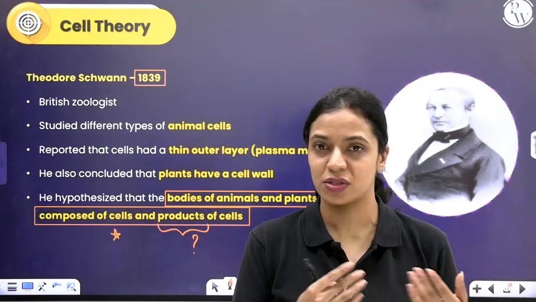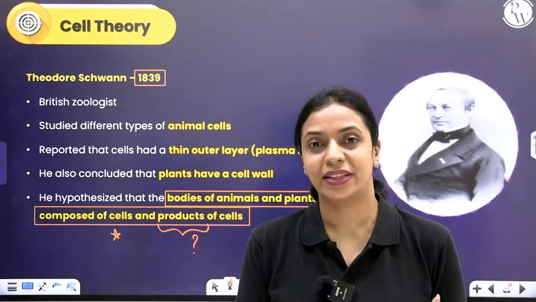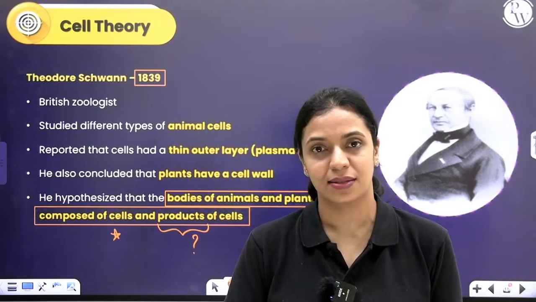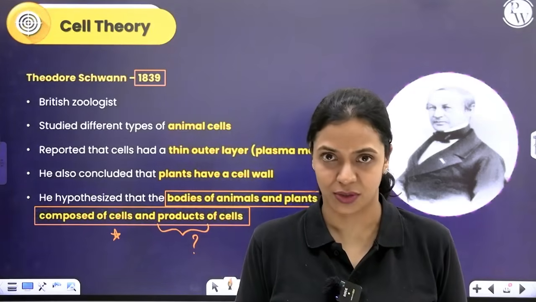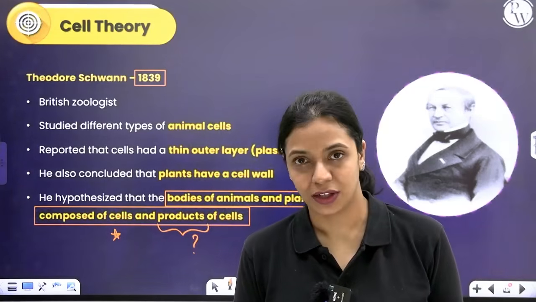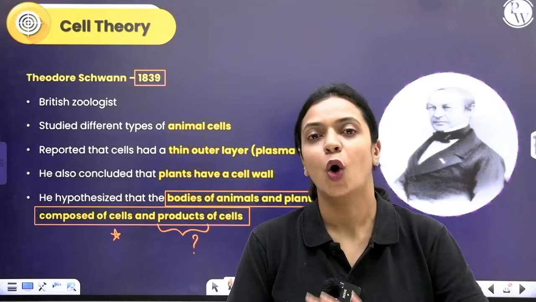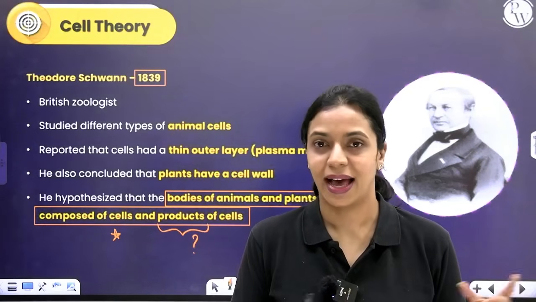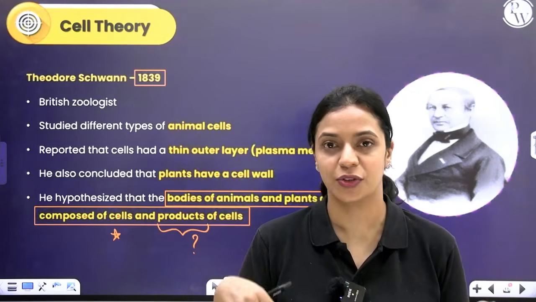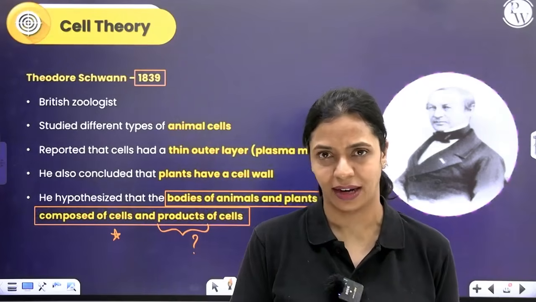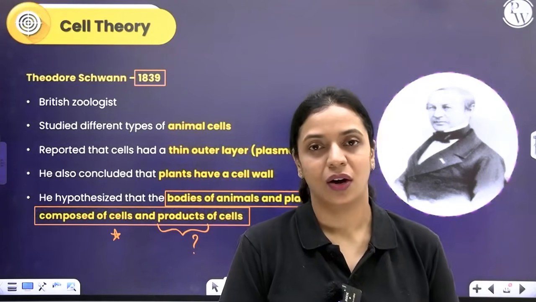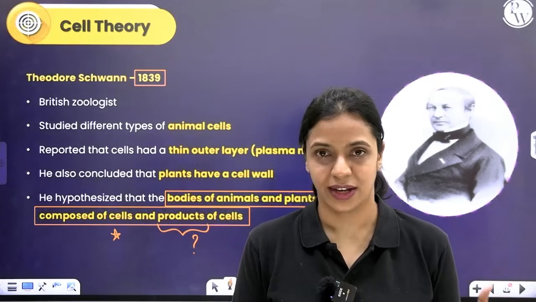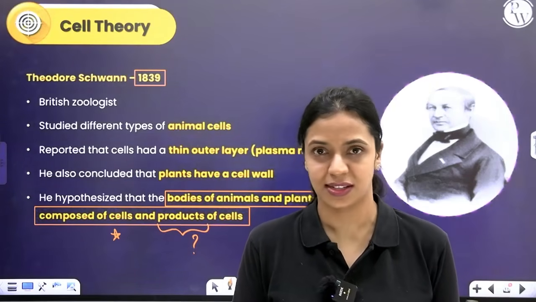Another thing is, of course, we will have cells, and along with that, we have products of cells, which is something that the cells will produce. Like it could be some secretions of cells. So that's another way to think about it. So what he says is, all living organisms, plants and animals, our bodies are composed of cells and its products, which is right. And then there was one other question.